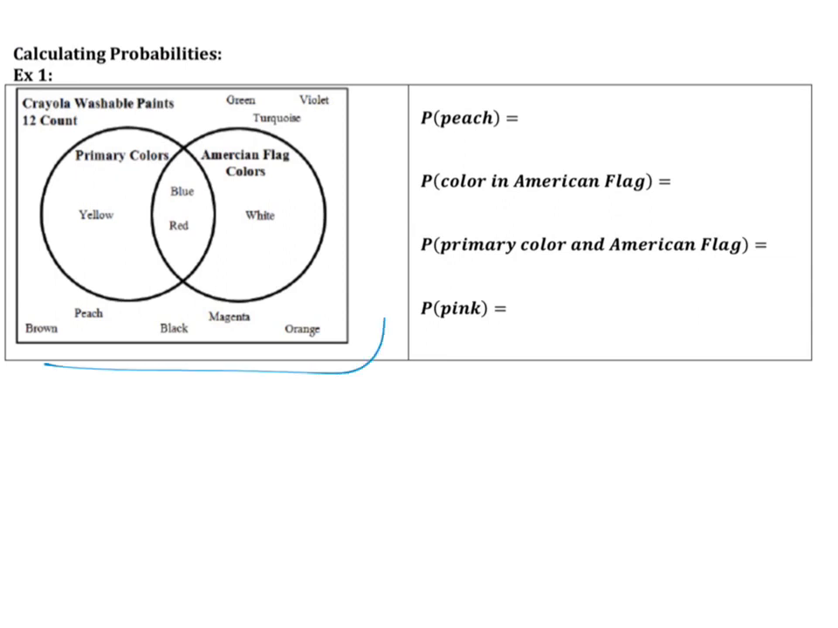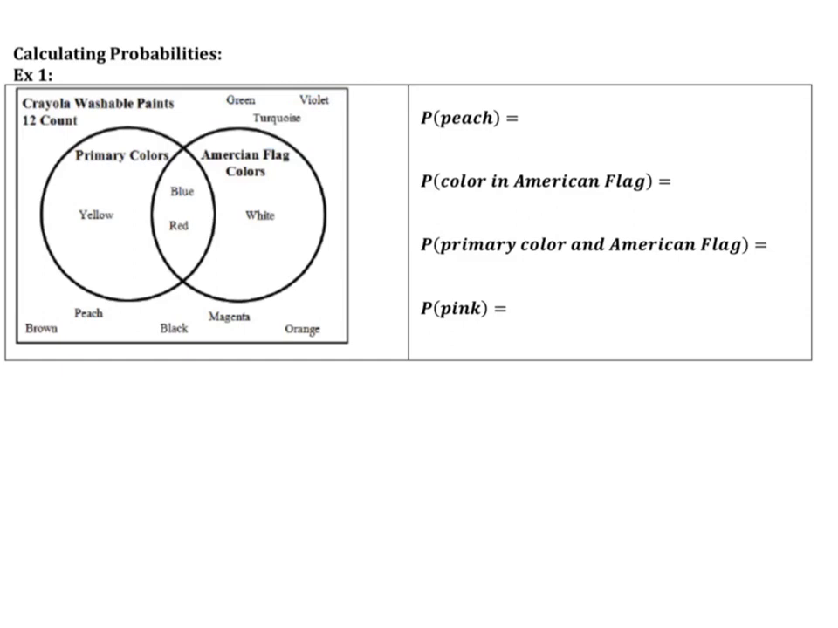We have this lovely Venn diagram, and it's all colors from a box of Crayola washable paints, I guess. And there's 12 of them. That's important to know. You can go through and count the 12 colors. Remember, things in a circle meet that requirement. These three are primary colors. These three are colors of the American flag, and there's some overlap between them, right? Blue and red are both primary colors and on the American flag. And then there's some colors outside of those two things.